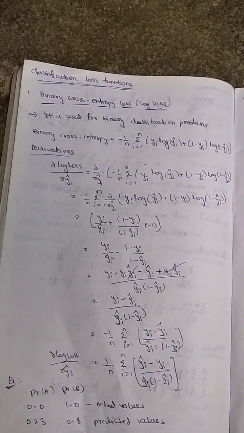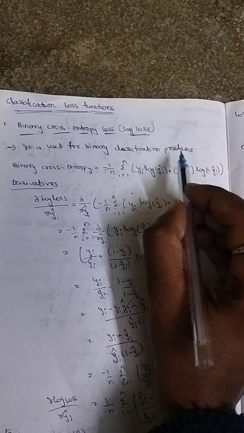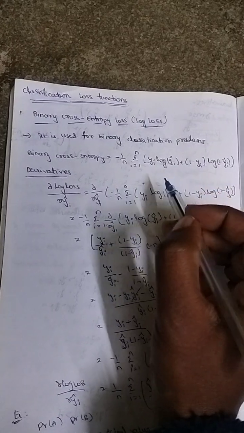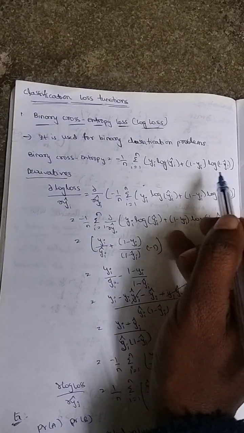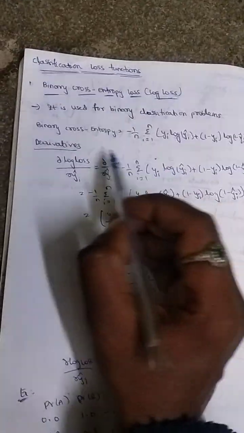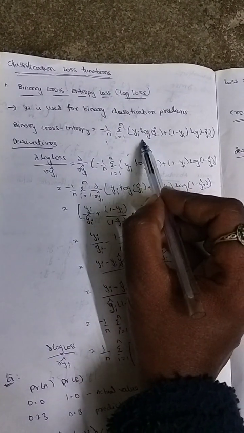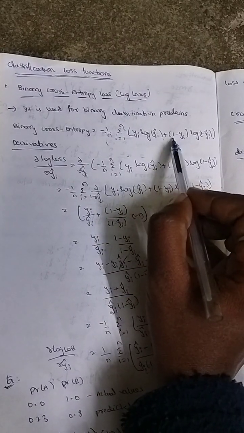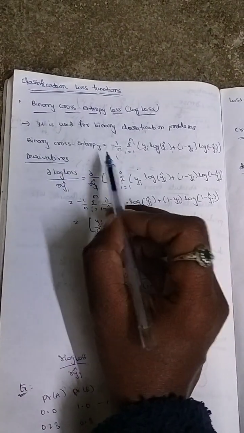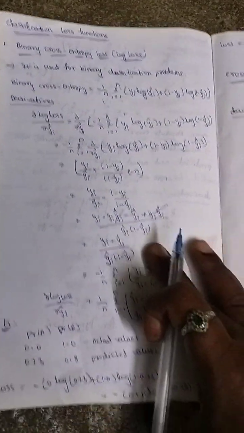What is binary cross entropy loss? It is also known as log loss. It is used for binary classification problems. It measures the performance of a classification model whose output is a probability value between 0 and 1. The formula of binary cross entropy loss is minus 1 by n summation i equals 1 to n, yi log of yi cap plus 1 minus yi log of 1 minus yi cap. This is the derivative of binary cross entropy loss.